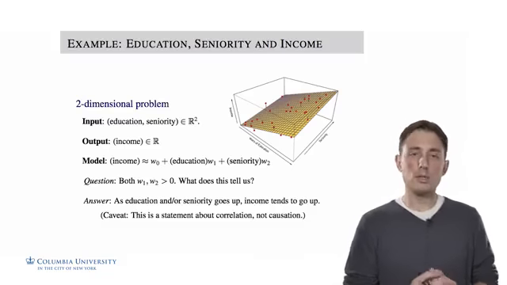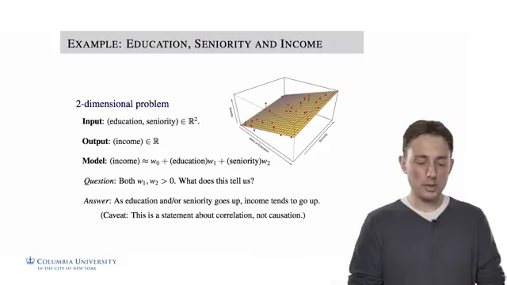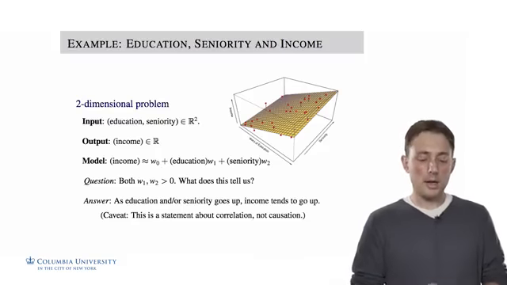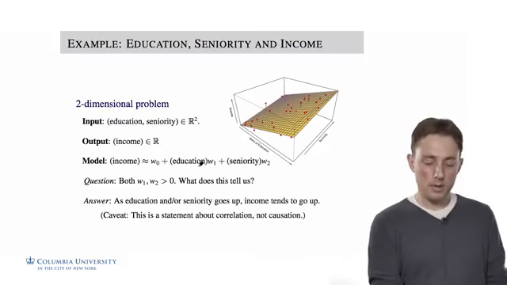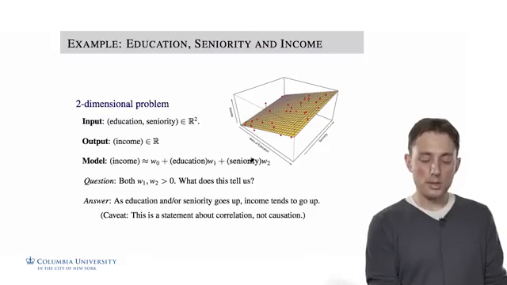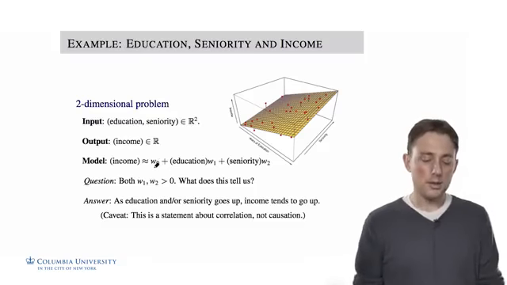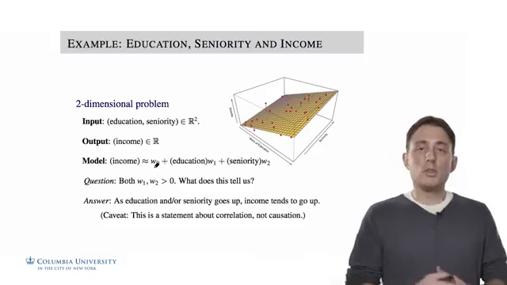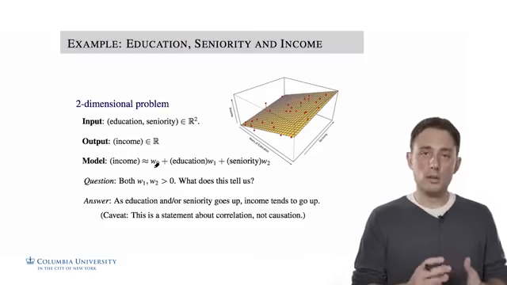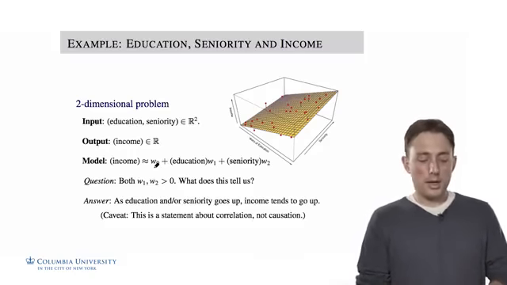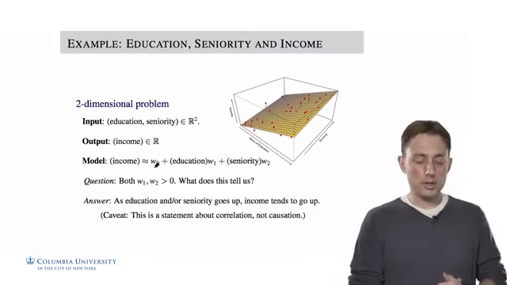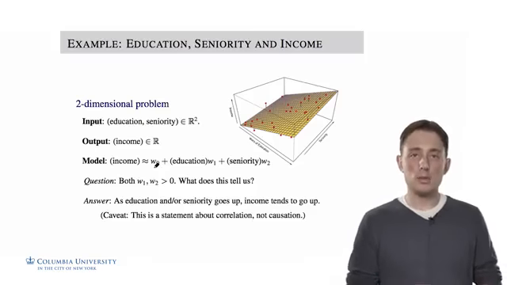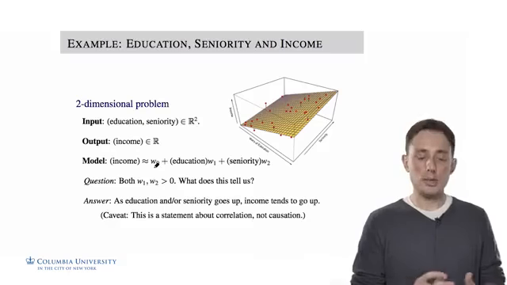And so the model now is to predict the income of a person as the education of that person times some weight plus the seniority times some other weight plus some offset w naught. And so that's our two-dimensional linear regression model. And so let's ask a question first. What do these weights tell us? How can we interpret these weights?